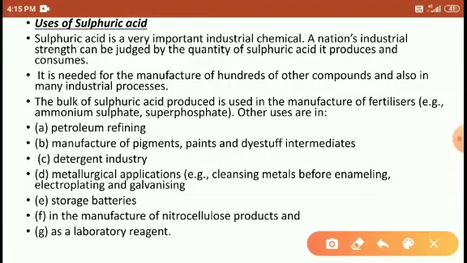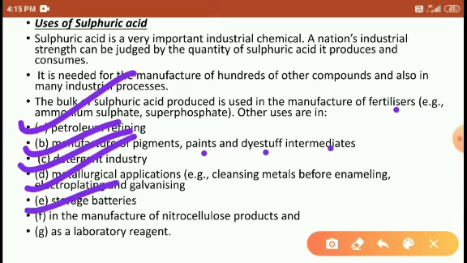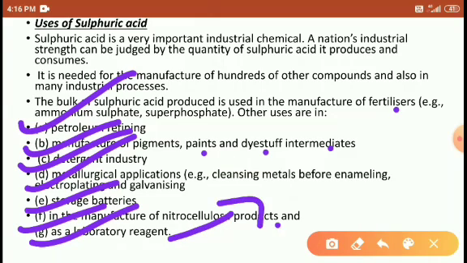Uses. Concentrated sulfuric acid is used for many important industrial purposes. It is used in the manufacture of hundreds of other compounds. The bulk of sulfuric acid is used for fertilizers, ammonium sulfate and ammonium phosphate, and in petrol refining. It is used in pigments for paint, dyestuff intermediates, the detergent industry, the metallurgical industry, storage batteries, and nitrocellulose production. It is also a laboratory reagent, used in the lab for determining chlorine, bromine and iodine.